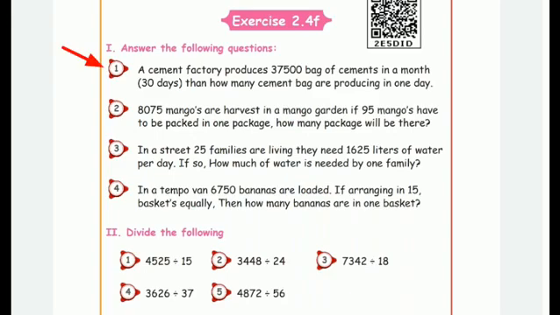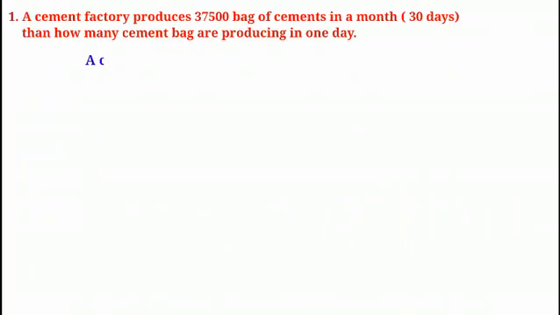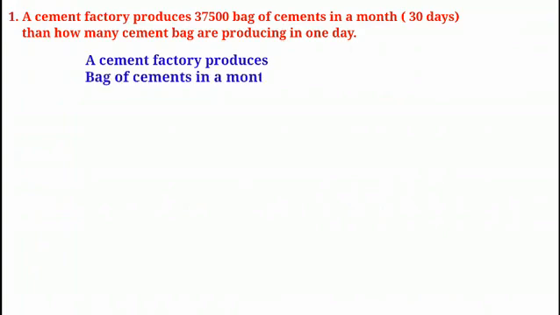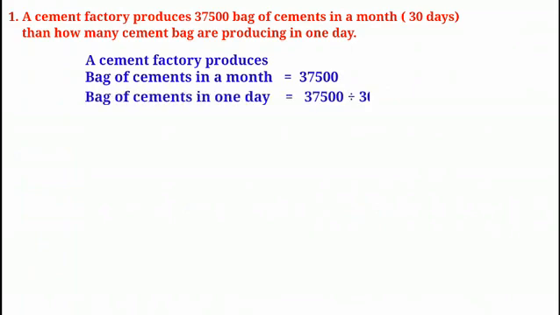First question. A cement factory produces 37,500 bags of cement in a month. Then, how many cement bags are produced in one day? Let's see the answer. Bags of cement in a month equal 37,500. Bags of cement in one day equal 37,500 divided by 30. We already know that 1 month equals 30 days.